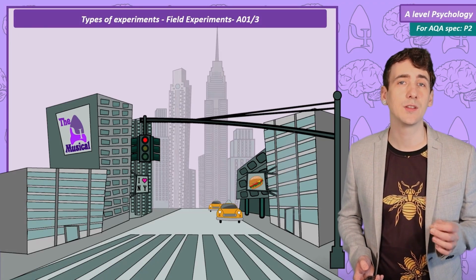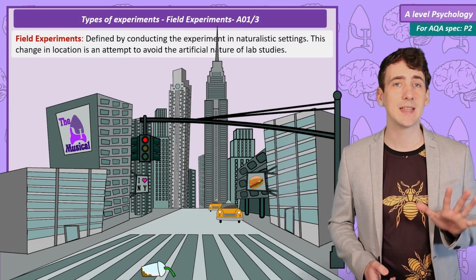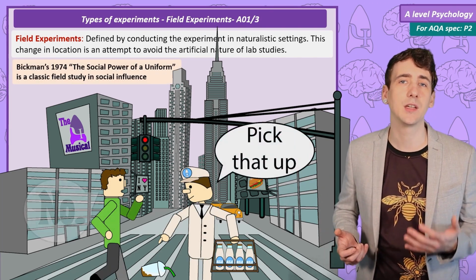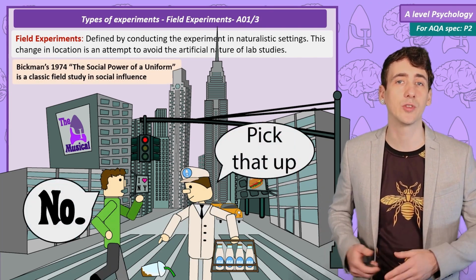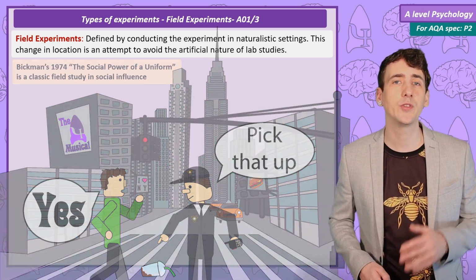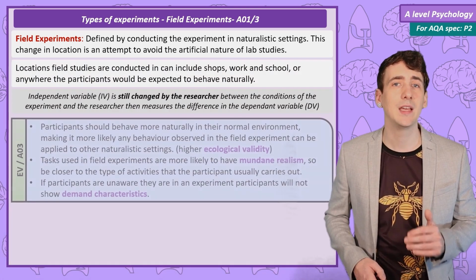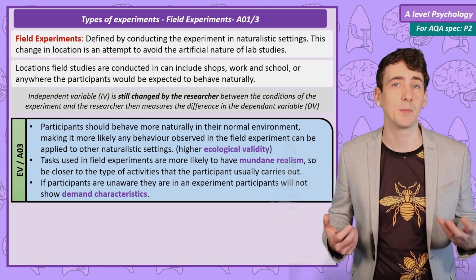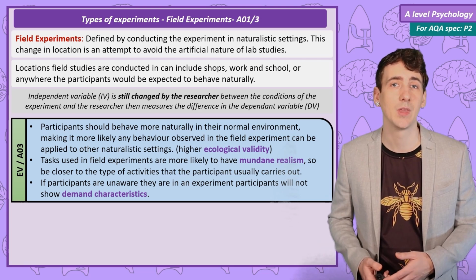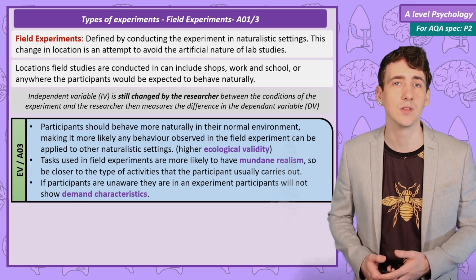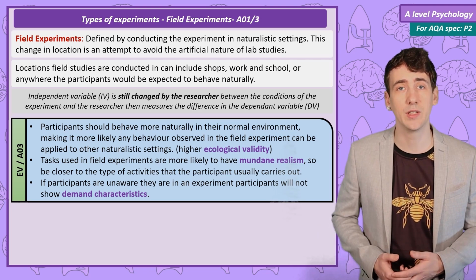Field experiment. Field experiments attempt to fix some of the weaknesses of lab studies, so instead of being set in a lab, they're conducted in the real world. For example, in a natural setting of a shopping centre, places of work, or schools. Places where people are used to behaving naturally. And of course, the strength of doing a field experiment is increased external validity. People will be expected to show more naturalistic behaviour in their natural environment. So we can be confident in generalising any behaviours measured to other situations, meaning higher ecological validity.